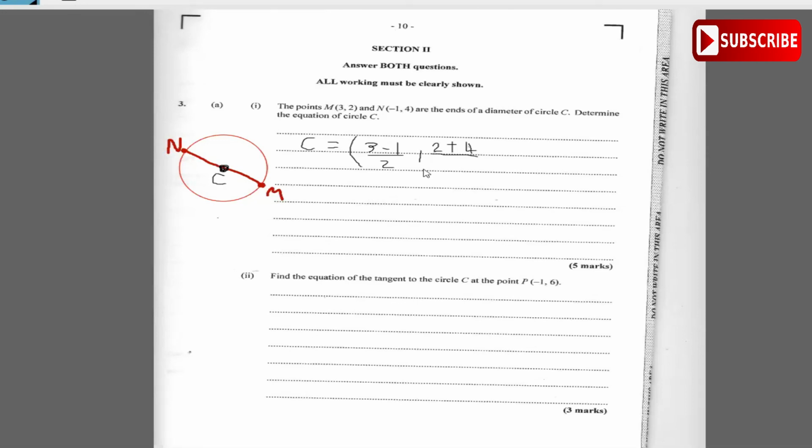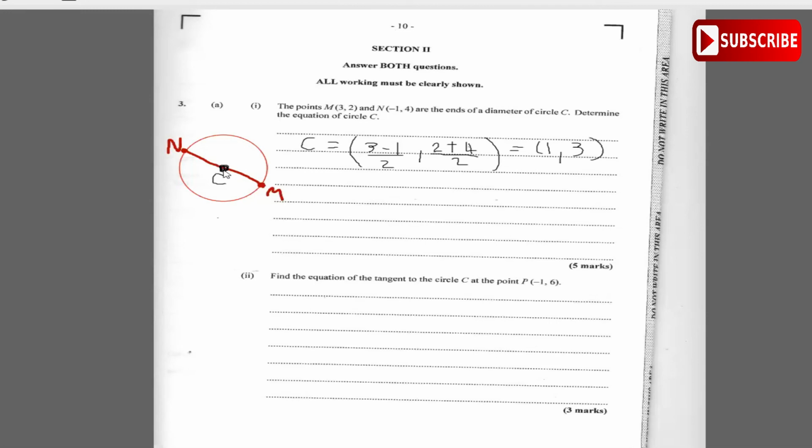All right, now 3 minus 1 over 2 is 1. And then 2 plus 4 is 6. 6 over 2 is 3. So the center of the circle is 1, 3. Nice and easy. The center of the circle is 1, 3. Now that we have the center of the circle to be 1, 3, we can go ahead and continue.